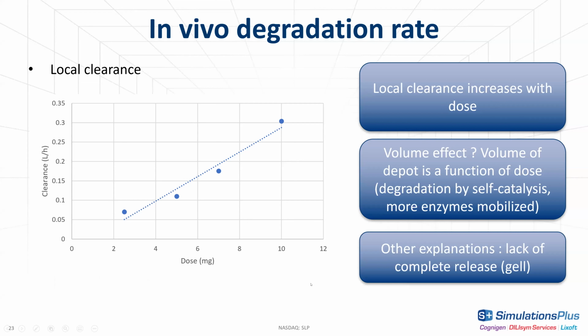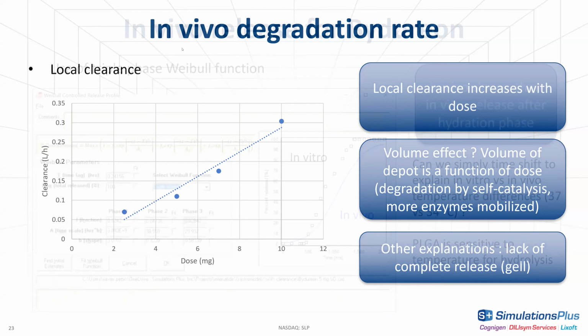The other explanation to that degradation, the hypothesis we made, was that there was a local clearance. It could also be incomplete release because of the release mechanism. We have that gelling, but that gel remains for long periods of time, which could attract some macrophages locally, and you'd have other sources of degradation and not necessarily due to local clearance.